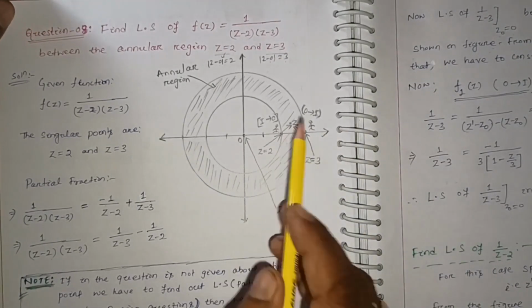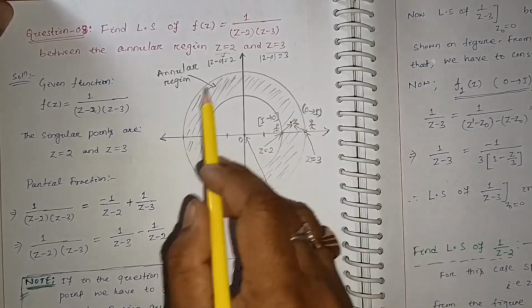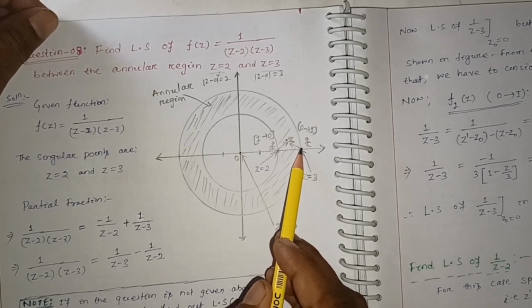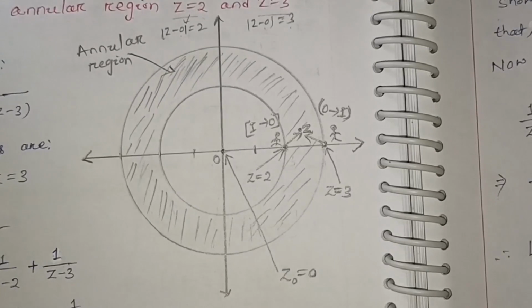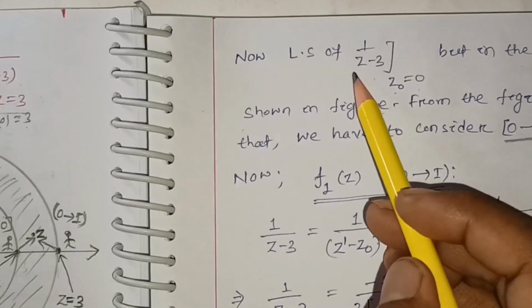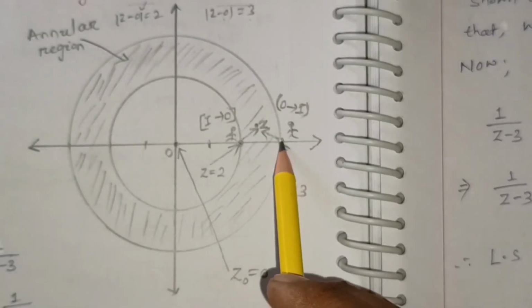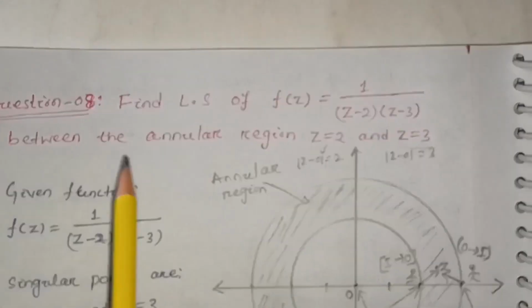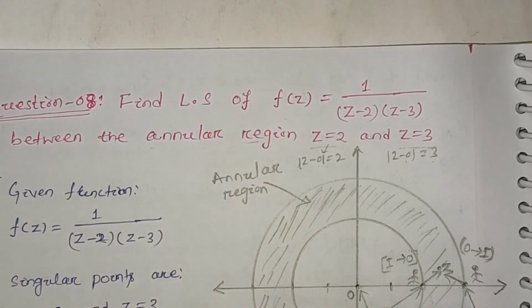and any arbitrary point, suppose this is a z, any arbitrary point inside this annular region, and you are trying to move from this point to that point z. I'm going to zoom it for you, it will be better. So for this case, 1 by z minus 3 is your singular point. That means here you are standing, and you are trying to move in this annular region, because in the question it has been given that in the annular region we have to find out the Laurent series, right?